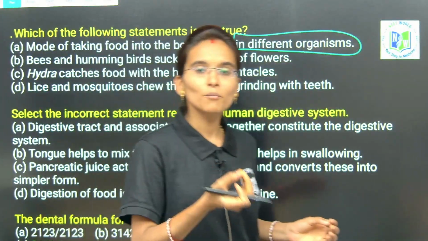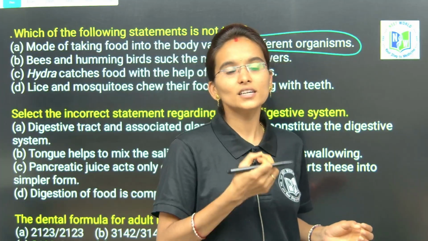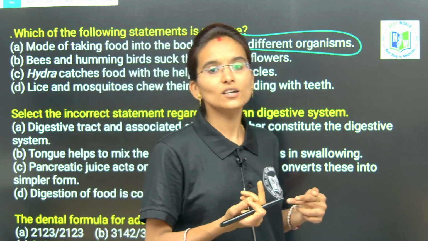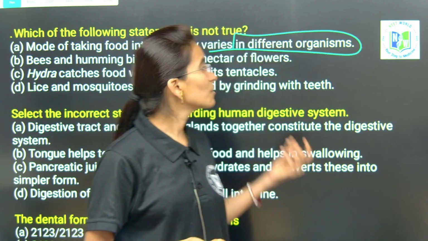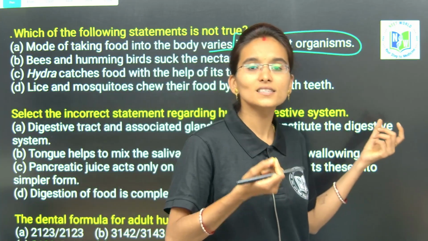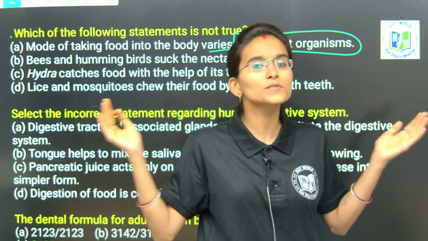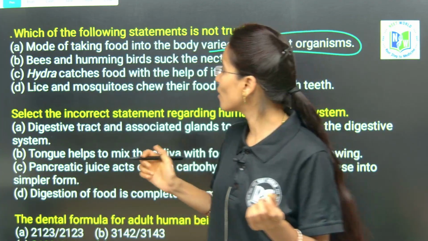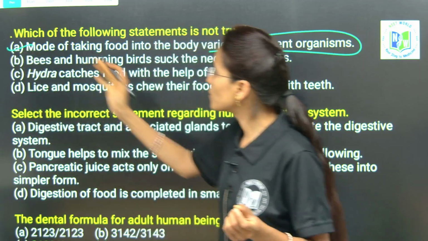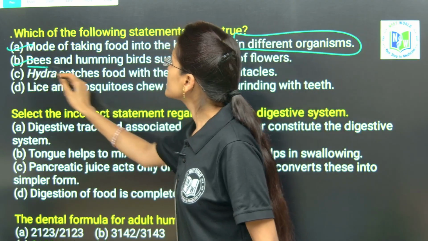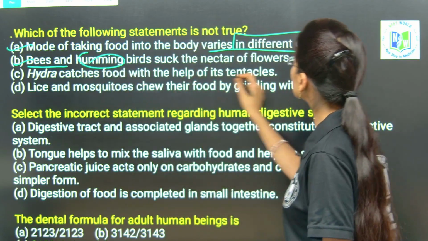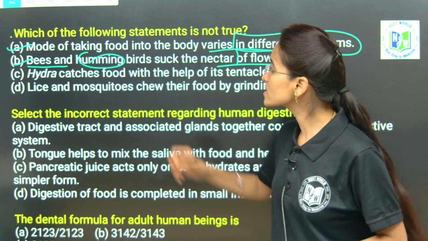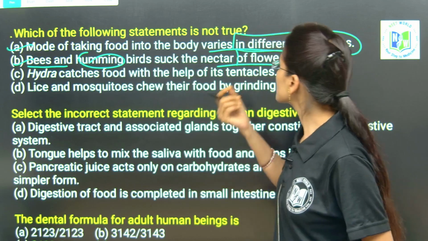Humans have the mouth to take food into our body. We use the mouth as a feeding organ, whereas butterflies and mosquitoes use the proboscis as their feeding organ. So, different types of organisms have different types of feeding organs. So, option A is right. Option B: bees and hummingbirds suck the nectar of flowers. This is also the right option, because in bees and hummingbirds we can see the proboscis.